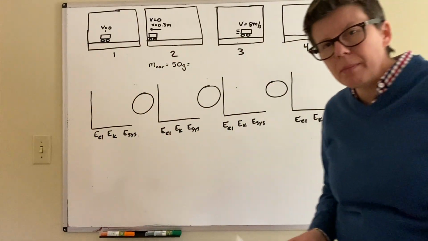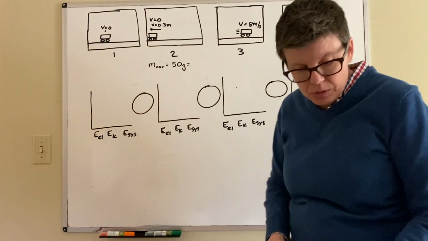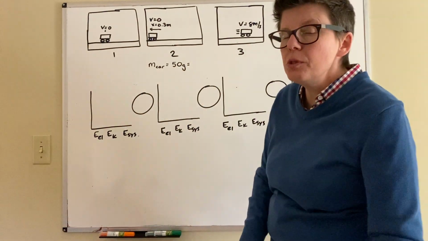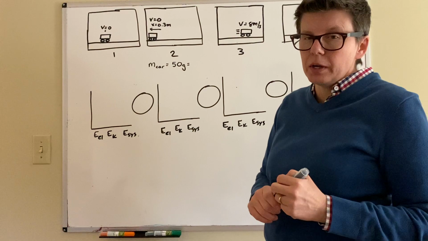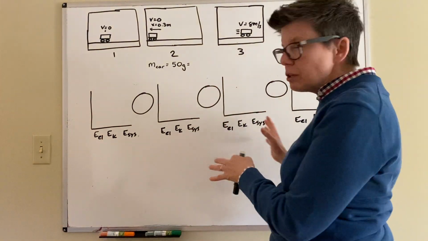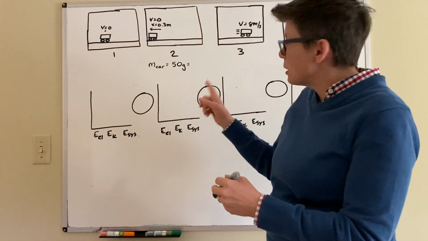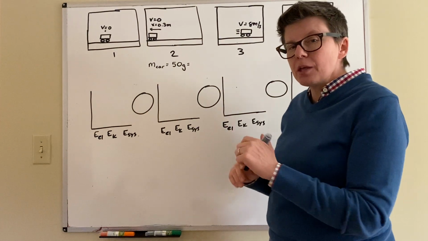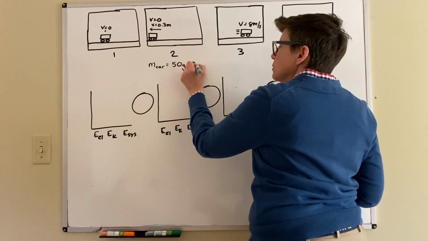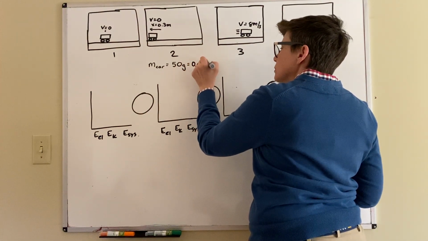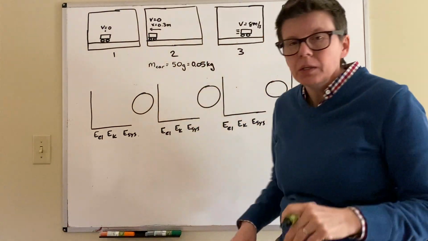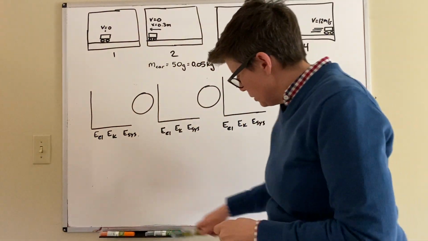Recall that the car has a mass of 50 grams. And because I know that I'm going to need the mass in kilograms in order to calculate things here, I'm going to go ahead and calculate that. 50 divided by 1,000. That'll be useful. Let's now figure out the energy situation here.